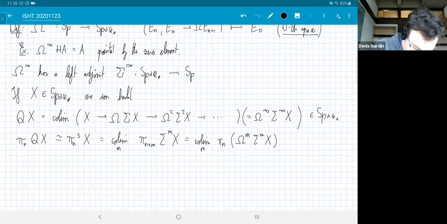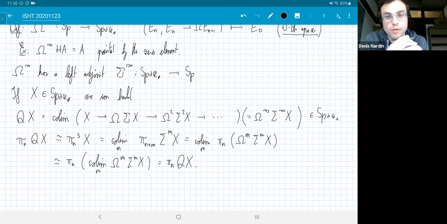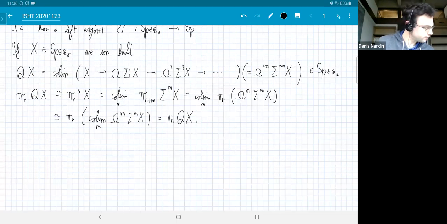And then pi n commutes with filtered colimits. So this is exactly pi n of the colimit of this space. So this is a very classical object, and it's a space whose homotopy groups are the stable homotopy groups of X. And this has a map from X, of course.